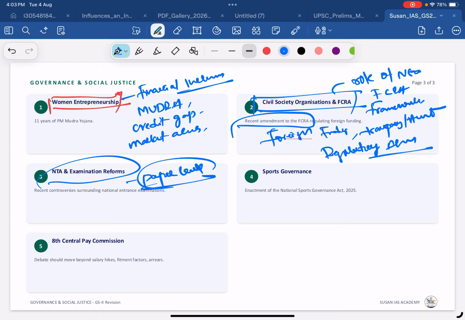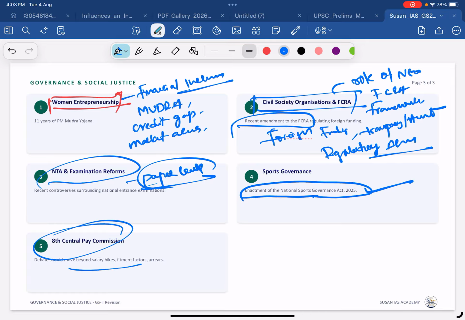And sports governance, autonomy of sports federations, enactment of the National Sports Governance Act 2025. This act has been enacted now. So for that, athlete welfare, dispute resolution, national sports, like this. And also the 8th Central Pay Commission, the debate should move beyond salary hikes and fitment factors. Okay, role of pay commissions, compensation, and public administration, right?